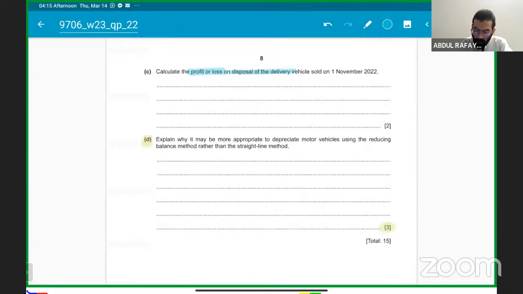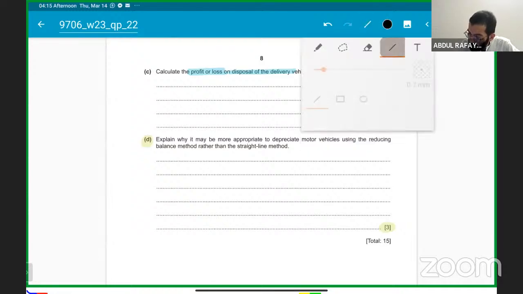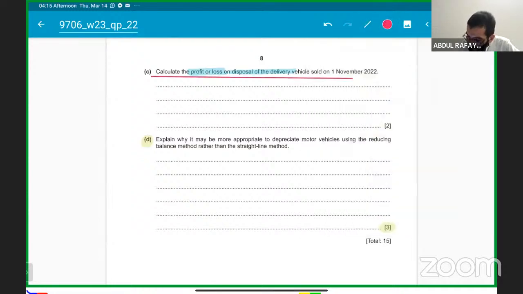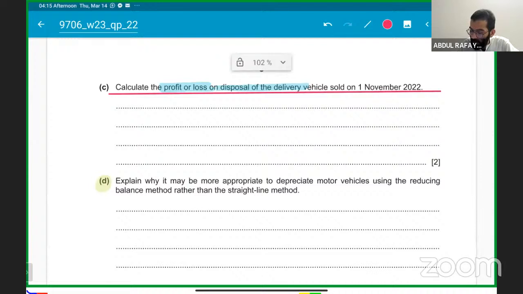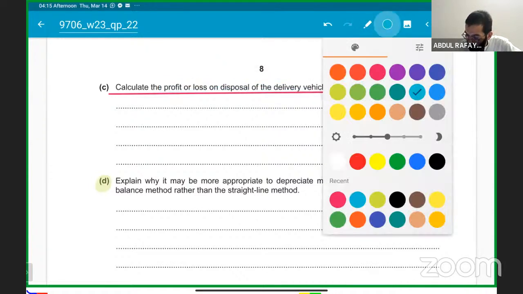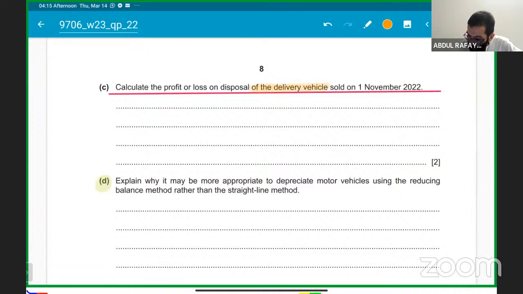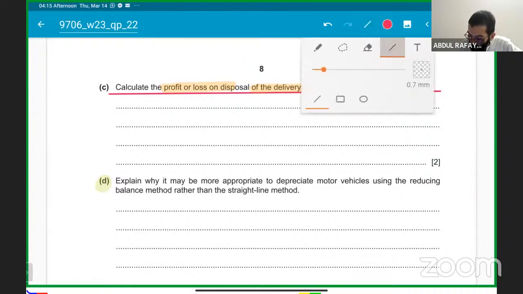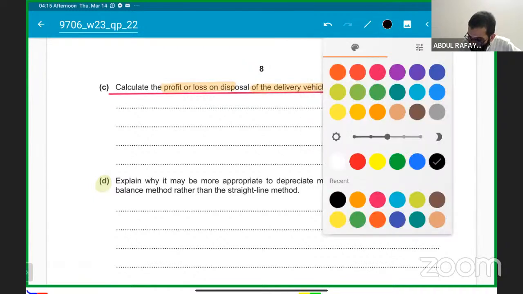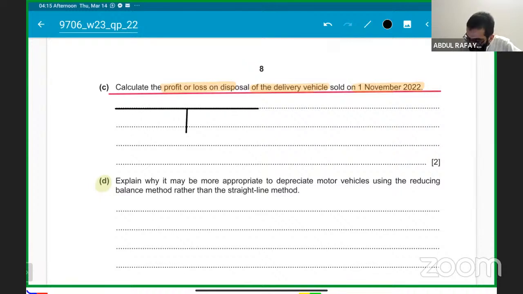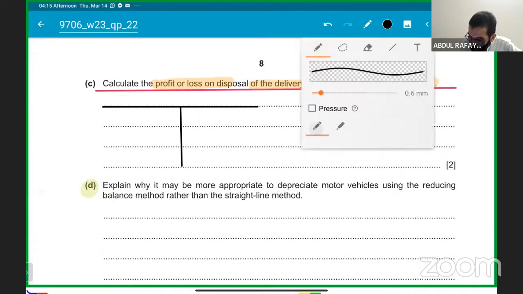Okay, so the next thing we have is basically we need to work out, calculate the profit or loss on the disposal of the delivery vehicle. As I said, you have to talk about disposal as well, whether you make a gain or loss. So it's very simple. You must know the format of the disposal account and you can easily get it. You just have to calculate. So I will make a T account here for the students to understand this very clearly. You can easily get the format here as well.